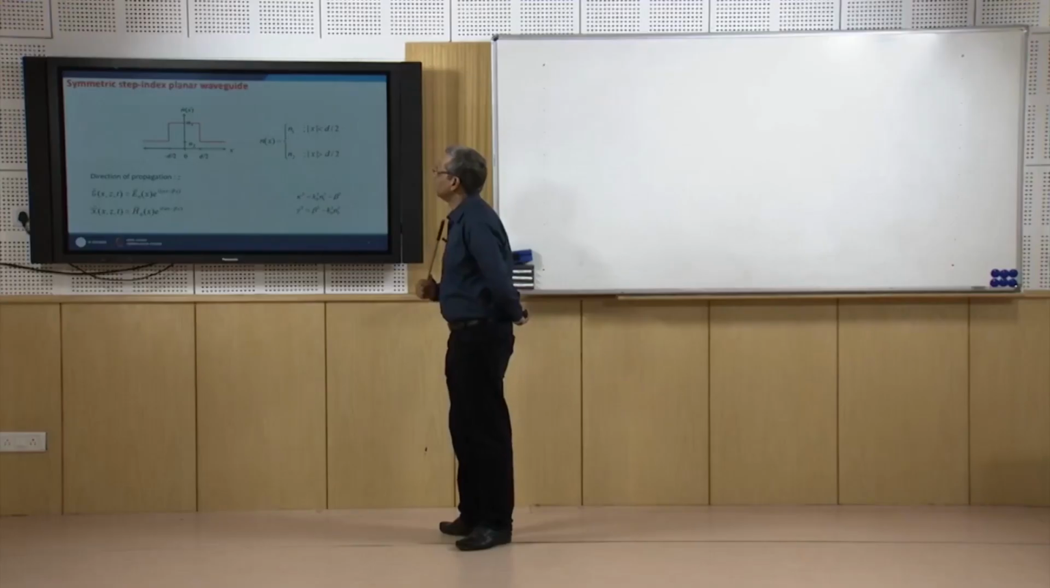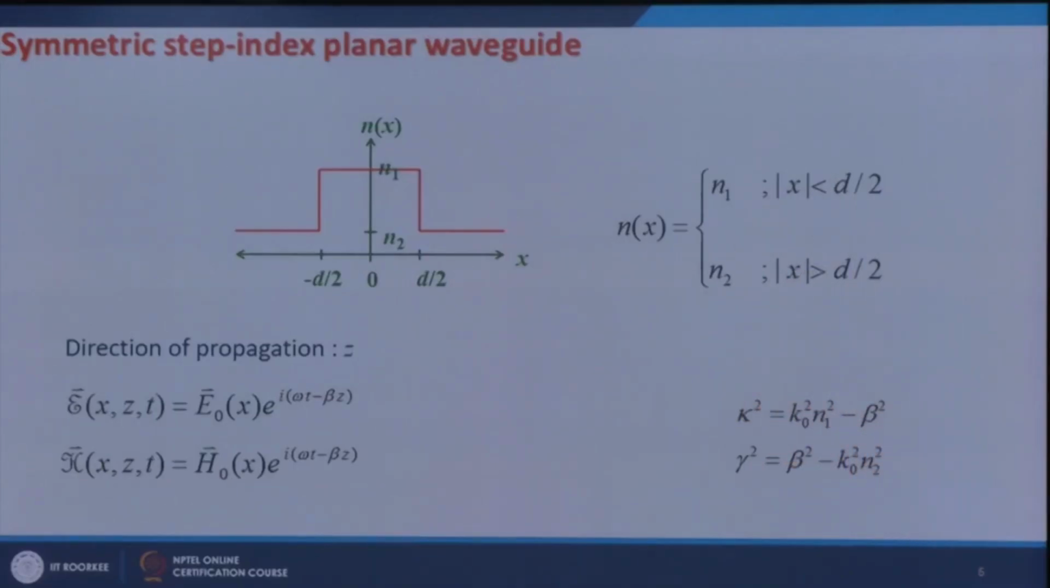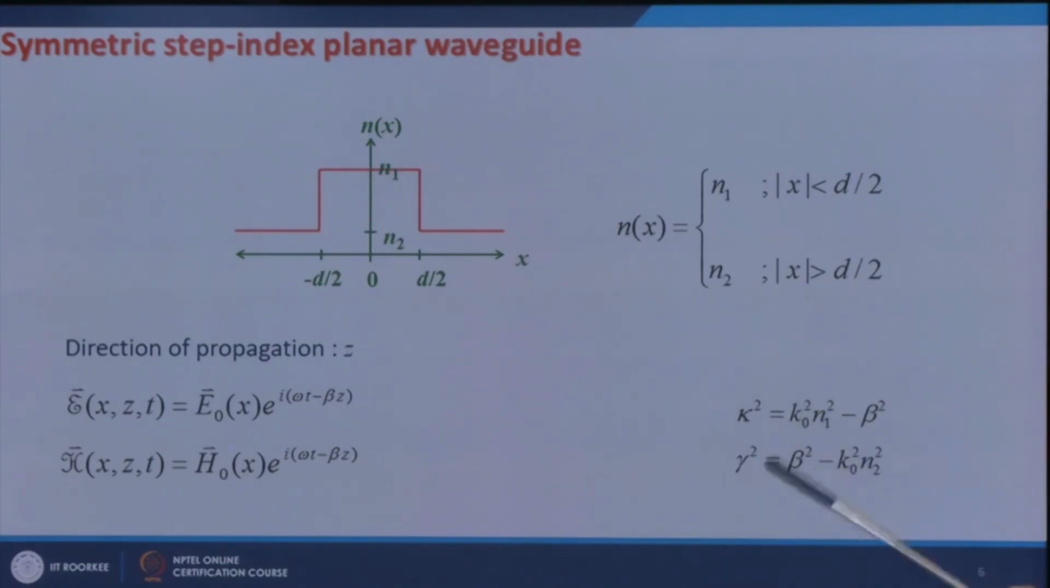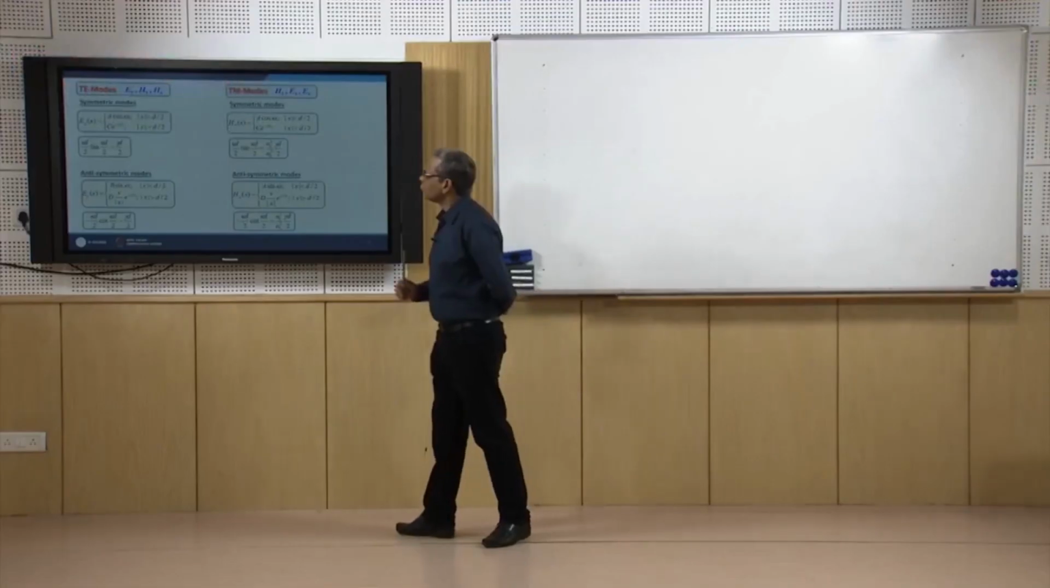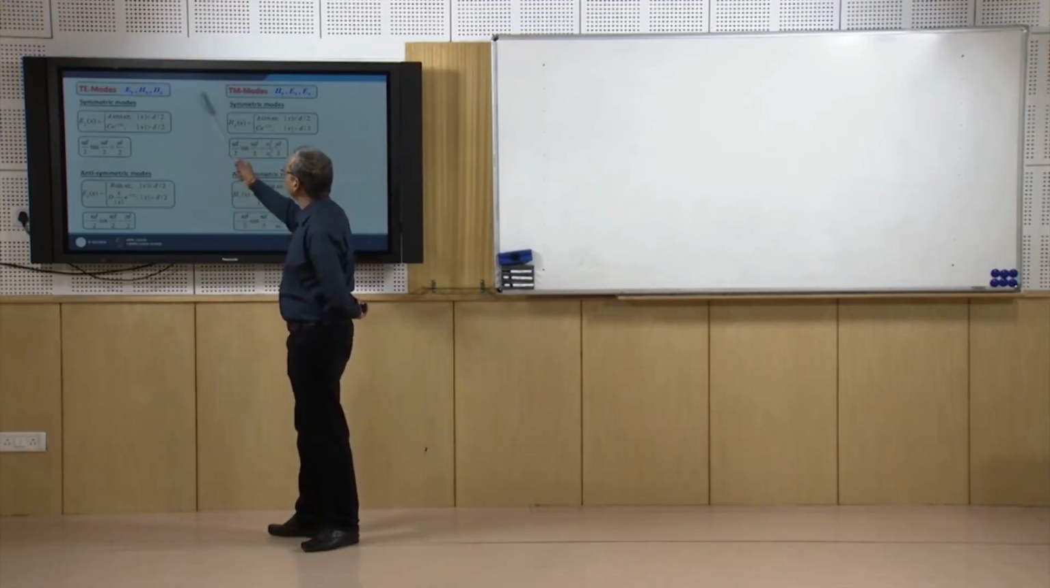The refractive index profile of this waveguide is given like this, where n of x is equal to n1 for mod x less than d by 2, it is n2 for mod x greater than d by 2, and n1 is greater than n2. We define kappa and gamma as kappa square is equal to k naught square n1 square minus beta square, and gamma square is equal to beta square minus k naught square n2 square. So, I find out the guided modes, TE modes and TM modes.